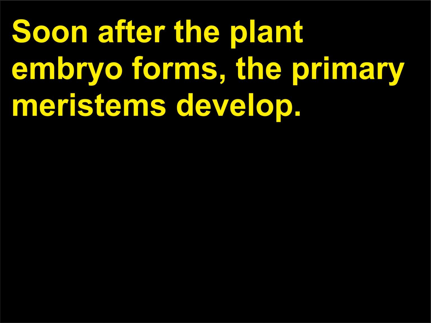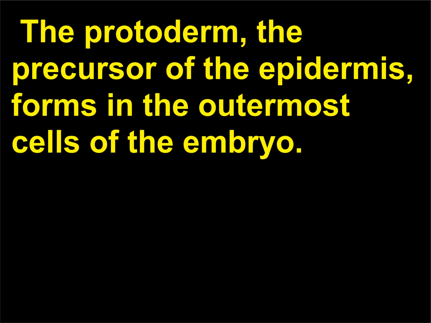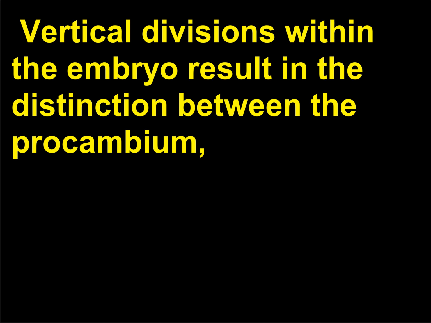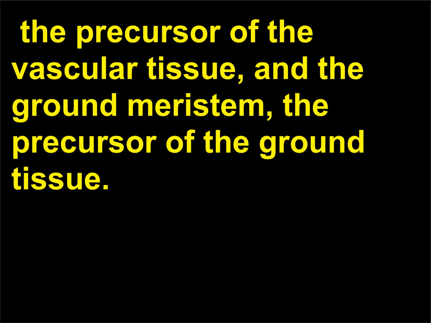Soon after the plant embryo forms, the primary meristems develop. The protoderm, the precursor of the epidermis, forms in the outermost cells of the embryo. Vertical divisions within the embryo result in the distinction between the procambium, the precursor of the vascular tissue, and the ground meristem, the precursor of the ground tissue.